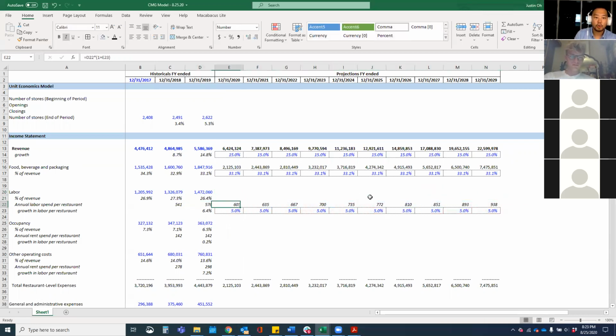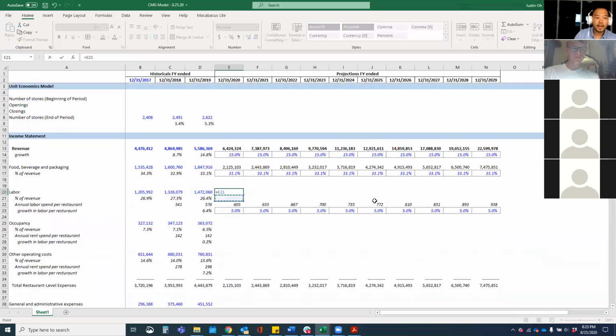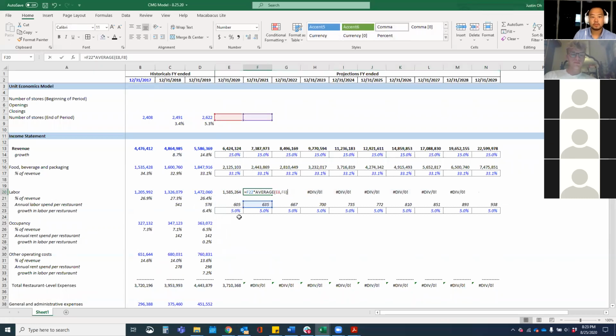And so when I'm doing that, this number actually becomes annual labor spend per restaurant times the average number of restaurants in that period. See that? So starting and then. So number of stores, let's just say they just increase their store count by 5%.